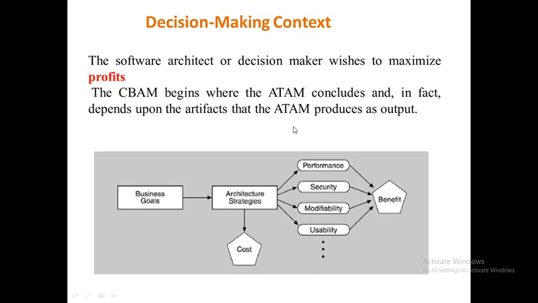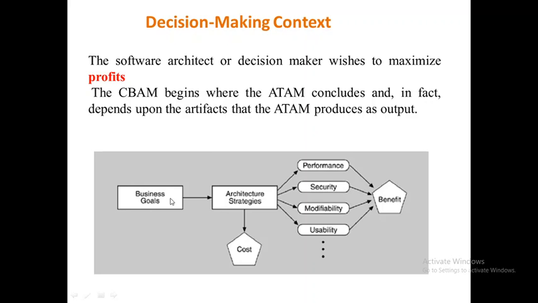ATAM is focusing only on the quality attributes. So you know the quality attributes: availability, modifiability, performance, etc. But CBAM is adding economic activities as one of the quality attributes, and it is giving the analysis between what is the cost and what is the benefit. In what activities can we invest with minimum cost, and in what activities can we maximize the benefits.